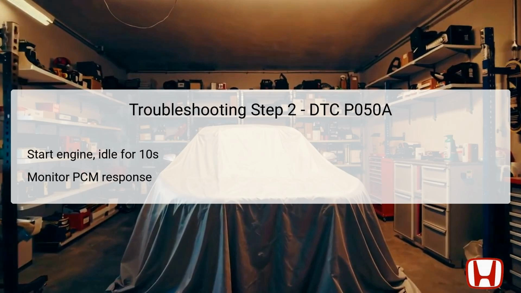After ensuring that the engine temperature is appropriate, the next troubleshooting step involves starting the engine and allowing it to idle for at least 10 seconds. During this idling period, it's essential to monitor the response and behavior of the Powertrain Control Module, PCM. The PCM continuously analyzes feedback from various sensors, including the ECT and intake air temperature IAT sensors. By allowing the engine to idle, the vehicle can meet the conditions for the quick warm-up system to activate.